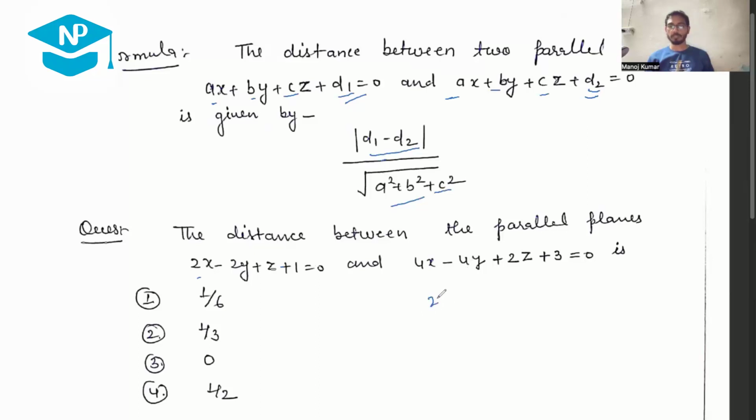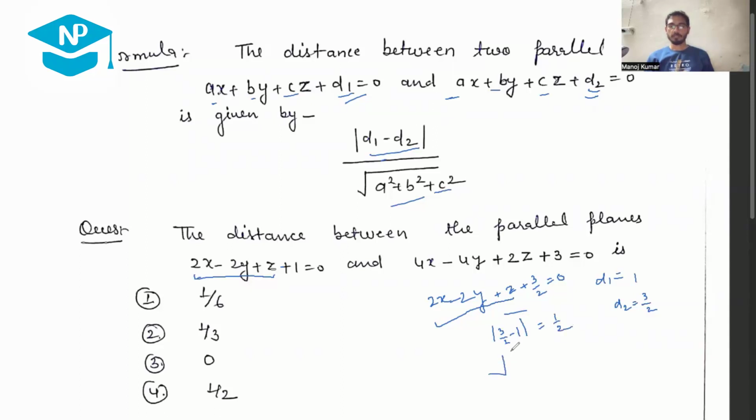So this equation will become 2x minus 2y plus z plus 3 by 2 equal to 0. So now all these coefficients are the same in both equations. Now our d1 is 1, d2 is 3 by 2. So the difference between d1 and d2 is 3 by 2 minus 1, which is equal to 1 by 2.